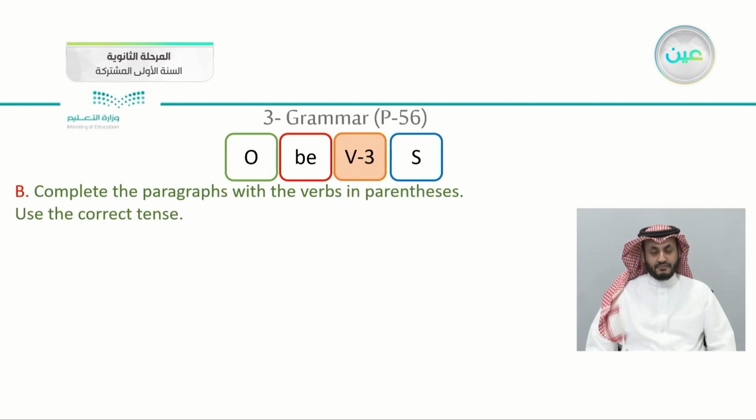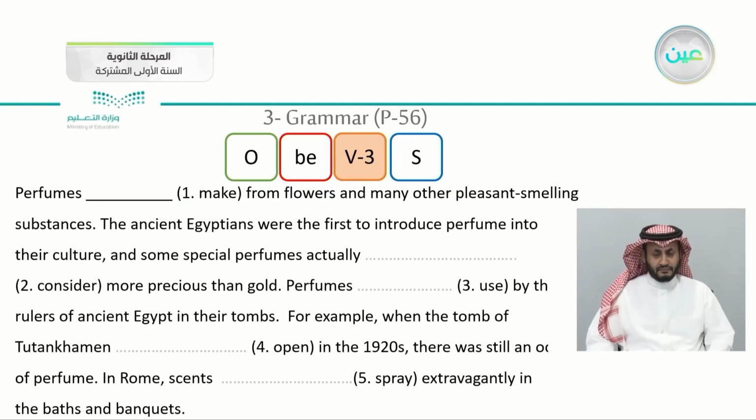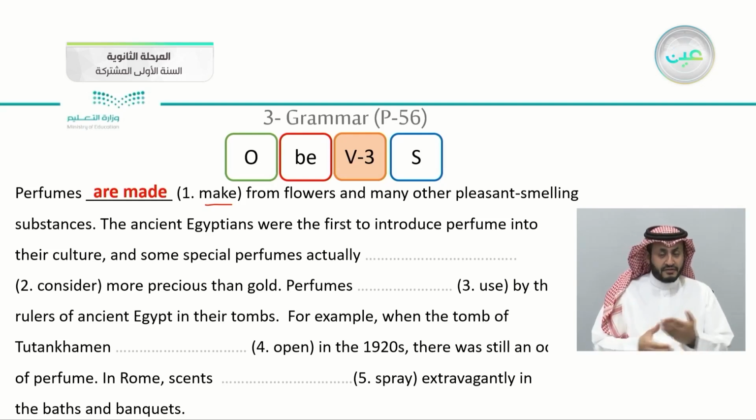Here, on the same page, page 56, you will complete the paragraph with the verbs in parentheses, between brackets. Use the correct tense. Here we go. Here we're still speaking about perfumes. This is the verb that we're going to use. Perfumes make from flowers and many other pleasant smelling substances. Which tense? We do it since a long time ago until today. So, present. So, they are made from flowers and many other pleasant smelling substances.